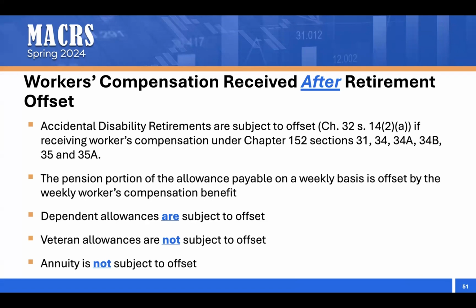So I don't show the calculation, but the way the offset would work is you would calculate the pension portion of the allowance on the same basis as the workers' compensation. In most cases, workers' compensation is paid weekly. So we would divide the annual pension by 52 to get a weekly pension and a weekly offset, weekly workers' compensation amount. You subtract the workers' compensation amount from the pension portion. If the number is positive, that's the amount of allowance that's paid to the member. If the amount is negative or 0, there is no pension payable, and the person would only receive their annuity portion or the veterans allowance if applicable.